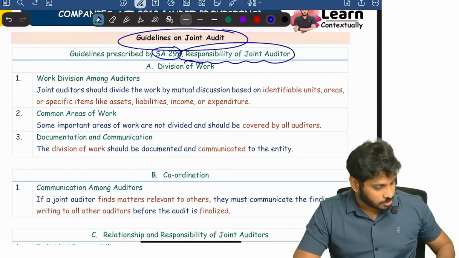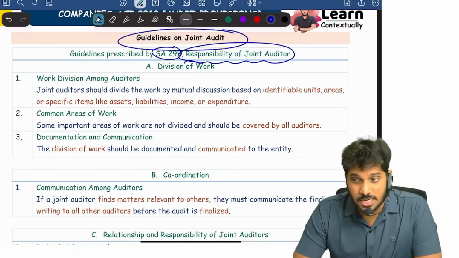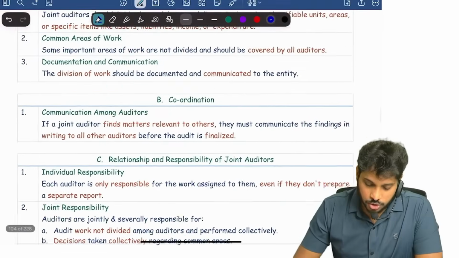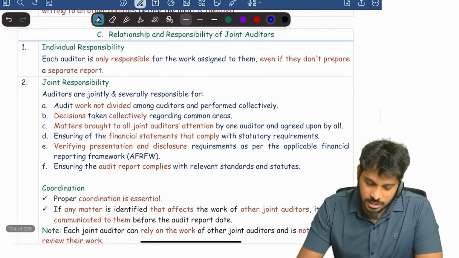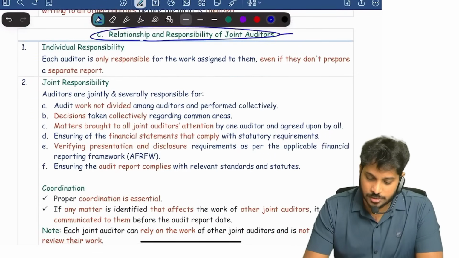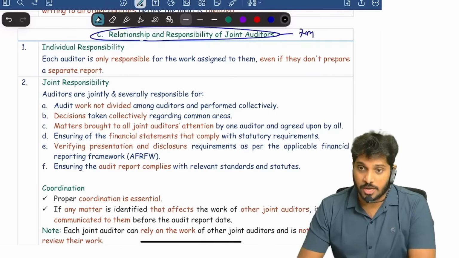Responsibility of joint auditor. As per this, there are some guidelines given for joint audit. What are the joint audit guidelines? What is the relationship and responsibility of joint auditor? This was already asked as a 7 marks question.